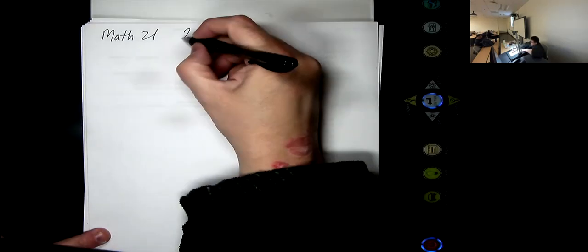And we're doing 2.3 and 2.4. 2.3 is on other graphs, so ones that you might see. I will show you how to do them in StatCrunch and show you what they look like there.